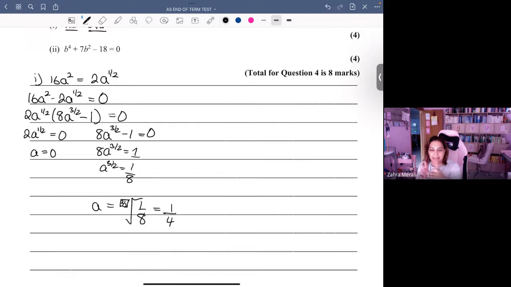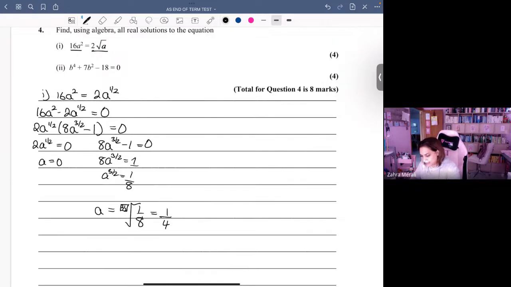The reason for that is that to the power of 3/2 means that you're cubing and square rooting. So you can do the opposite. You can cube root the 1/8 to give you a half, and then square it to give you a quarter. Or you can just put it in your calculator.